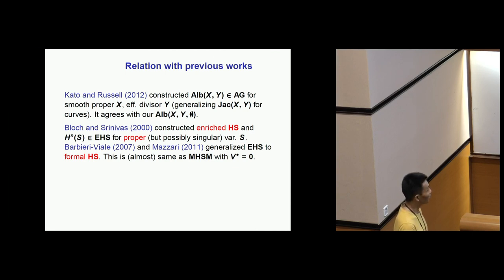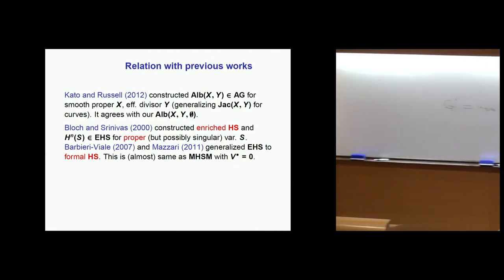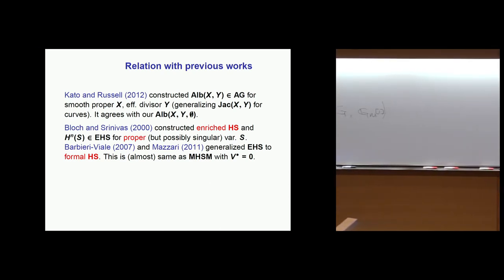And from this point of view, the relation between formal Hodge structures and our category, mixed Hodge structures with modulus, is like the relation between commutative algebraic groups and Deligne one motives. This is our construction.